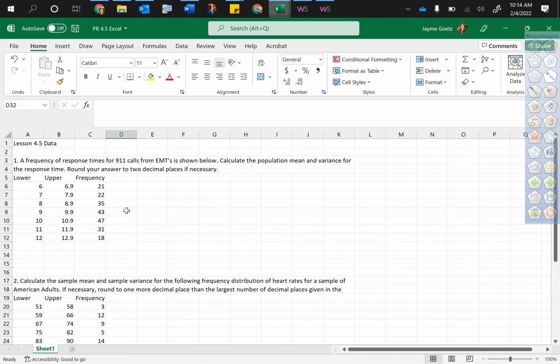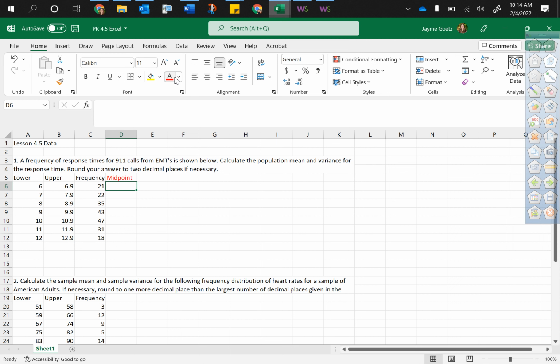Instead of having a column for response time in minutes, I split that up into lower and upper. And that's really important, because right here we are going to find the midpoint. What they mean by midpoint is the midpoint of each class. So you're going to take the lower and the upper, add them together and divide by 2.